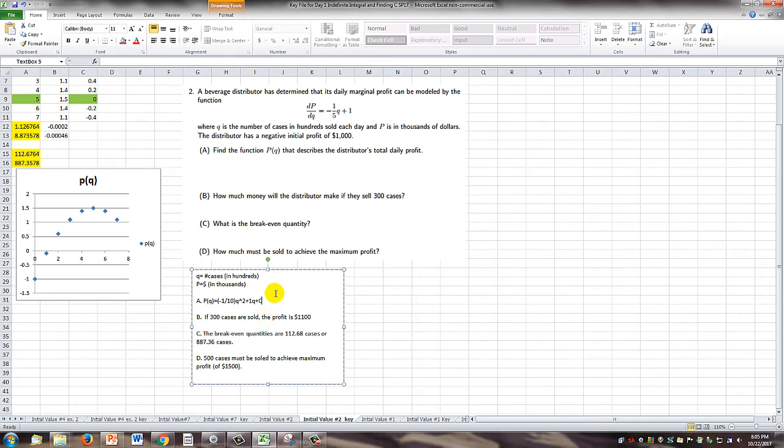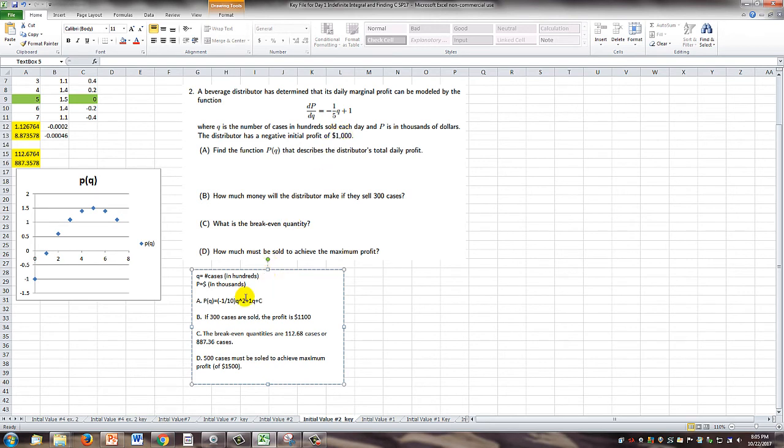Okay, so then you're looking for a fixed point or an initial value, and it says the distributor has a negative initial profit of $1,000. So that means when you have 0 cases sold, then your profit is negative 1,000. But P is in thousands, so you can't stick 1,000 into this profit function. You have to divide out the 1,000.